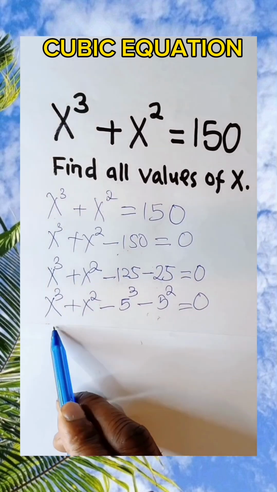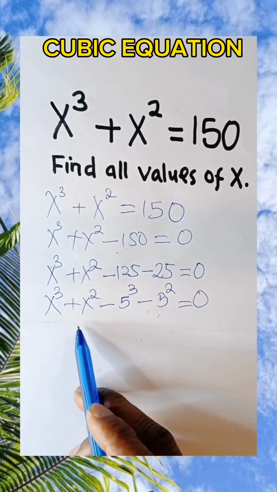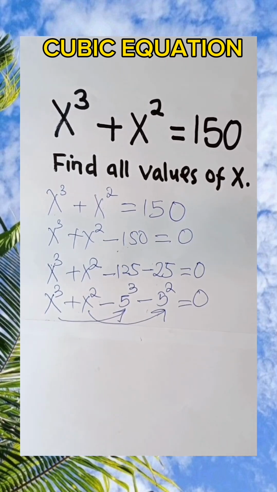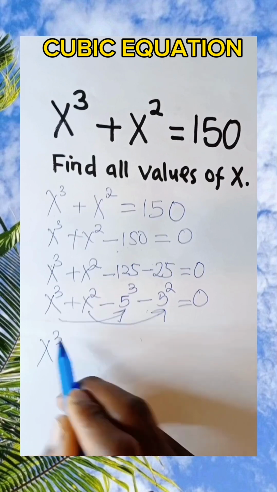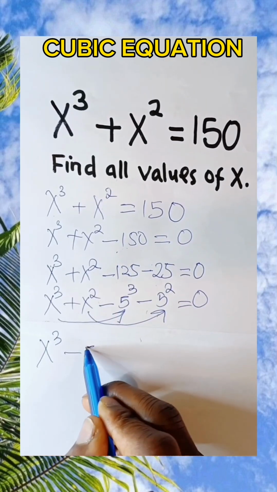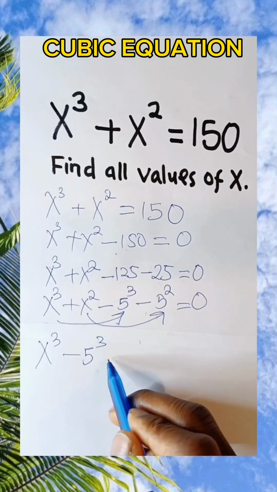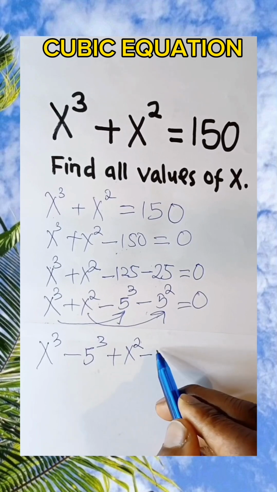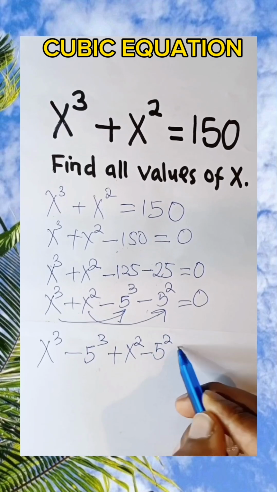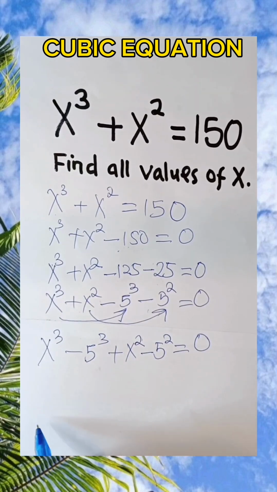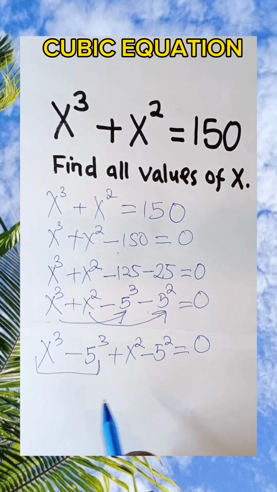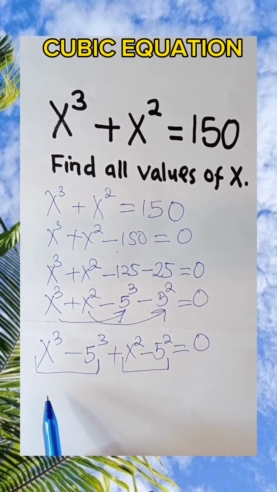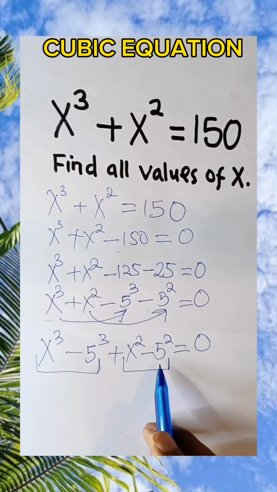Now, let us extract the difference of 3 cubes and the difference of 2 squares from this equation. So we will have x cubed minus 5 cubed plus x squared minus 5 squared is equal to 0. Now we have the difference of 3 cubes and the difference of 2 squares. Let us write down the difference of 3 cubes and the difference of 2 squares identities.